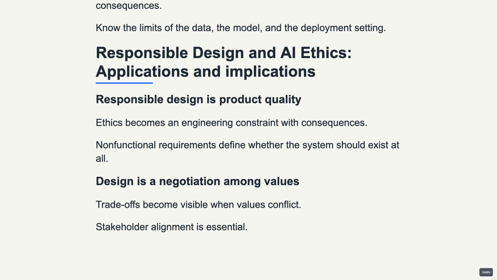Different people are affected in different ways. Builders, users, subjects, payers, and people who live with the failures. A shared process has to name those interests, identify plausible harms, and set limits clearly, because performance alone never tells the whole story.